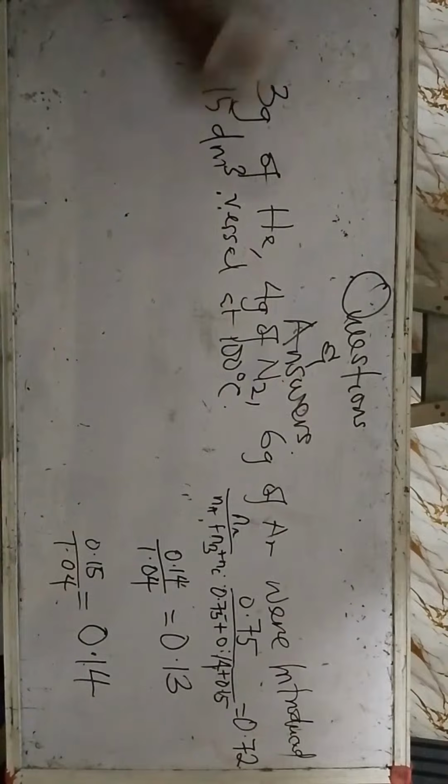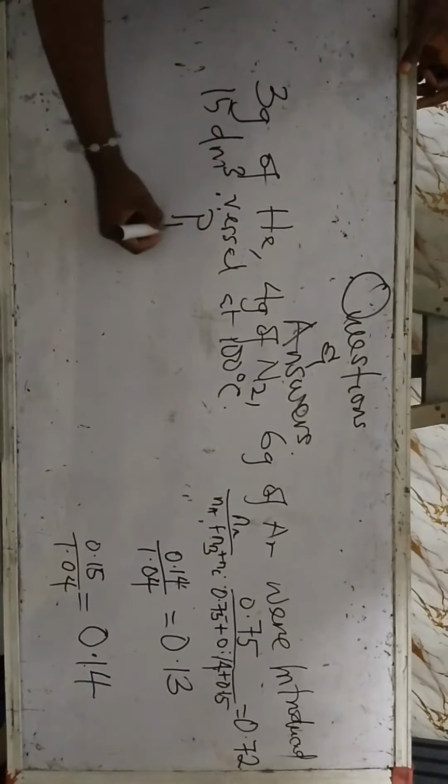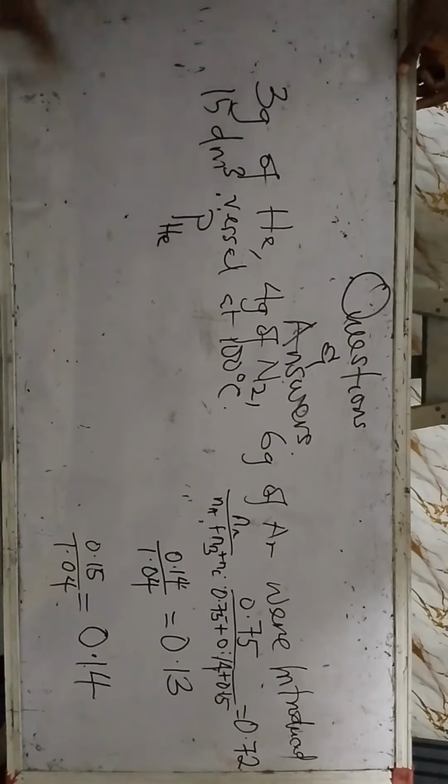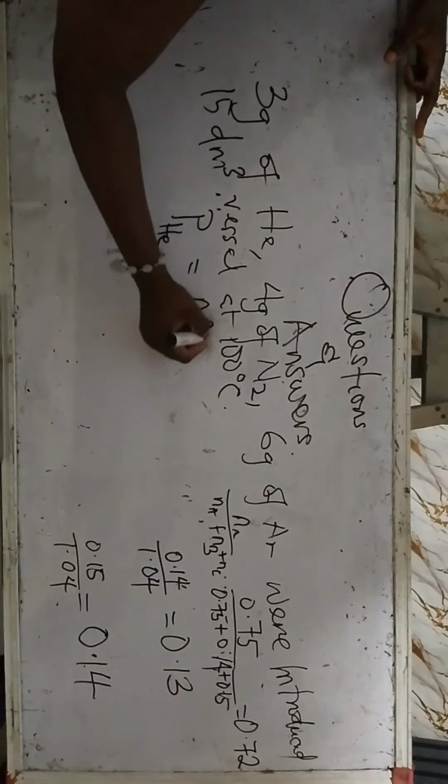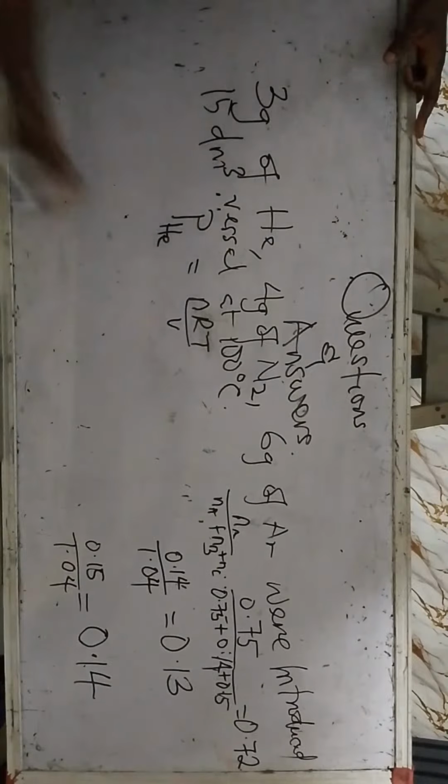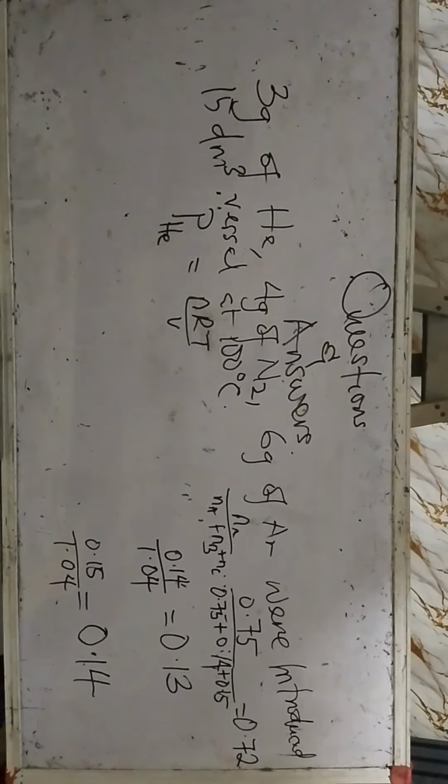So partial pressure of helium, we identify with PHe, is equal to what? nRT all over V. What is the V? The V is 15 dm³. Our R value, what will be the R value that we will use? We will use an R value of what?